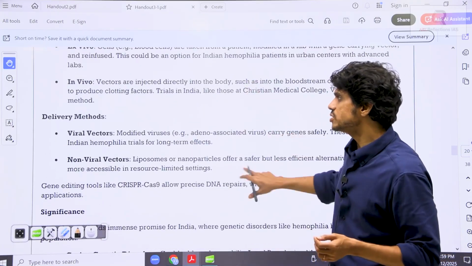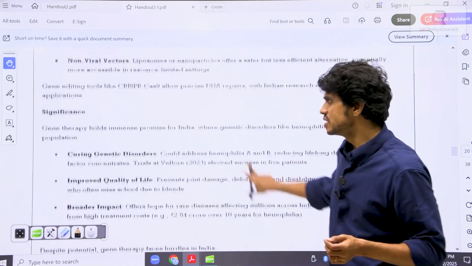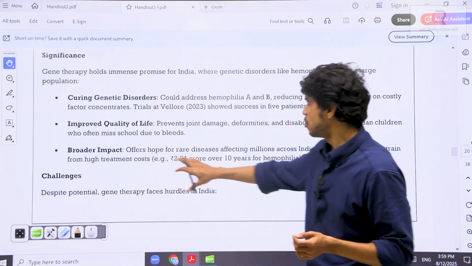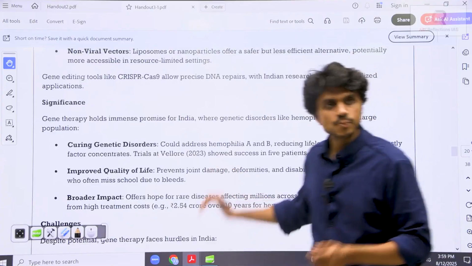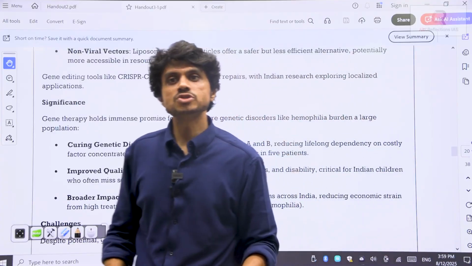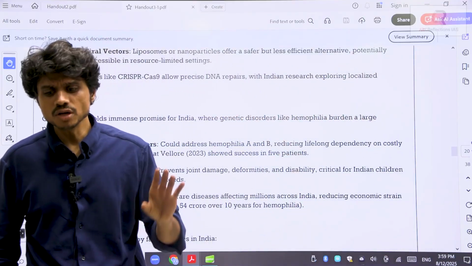Okay, so now what are the advantages? See here: genetic disorders, quality of life, overall rare diseases can be improved. Medical costs can be reduced. Overall, you are improving the quality of life.